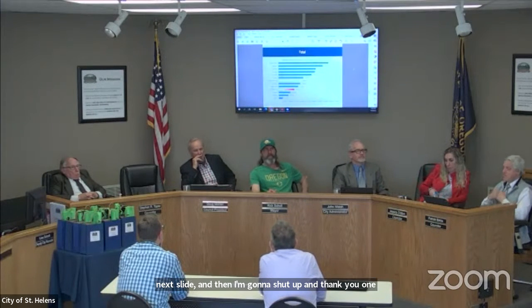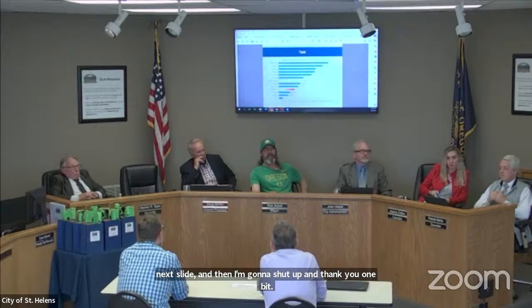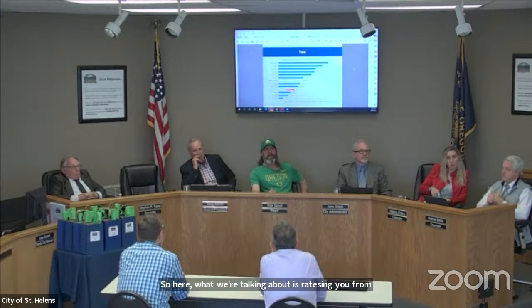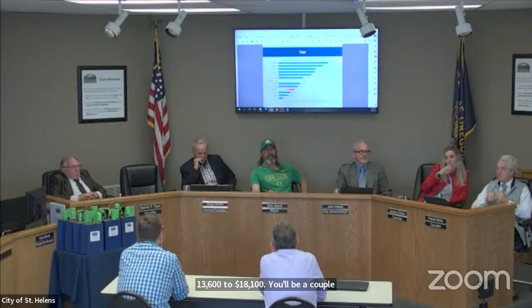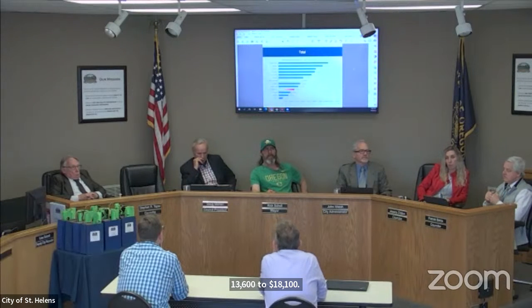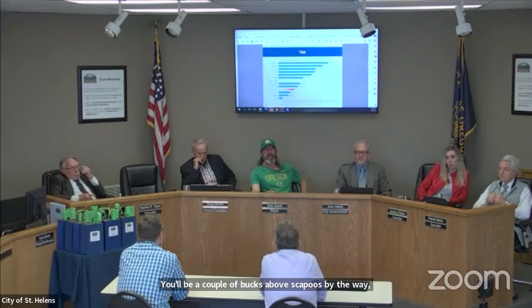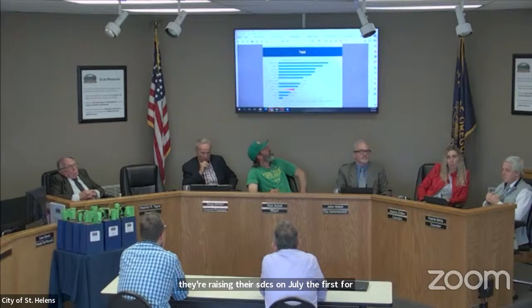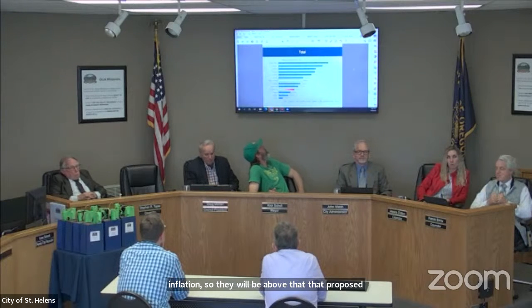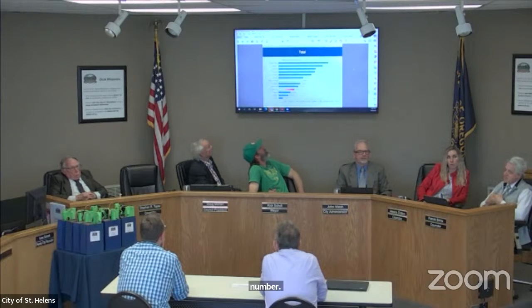So here what we're talking about is raising you from $13,600 to $18,100. You'll be a couple of bucks above Scappoose, by the way. They're raising their SDCs on July 1st for inflation, so they will be above that proposed number. So what we're talking about here is still, Mayor, a pretty modest increase.